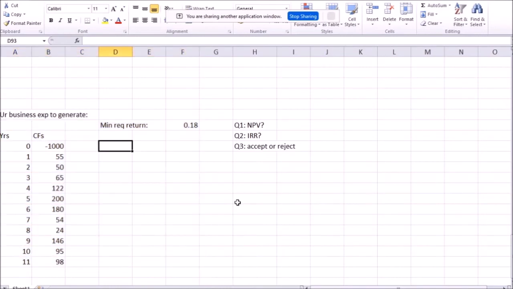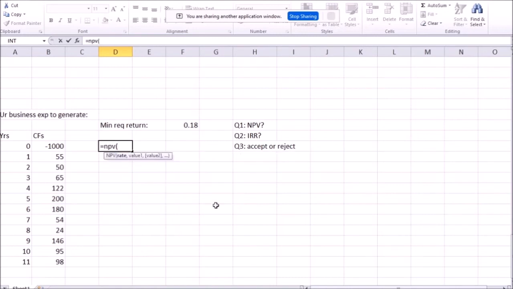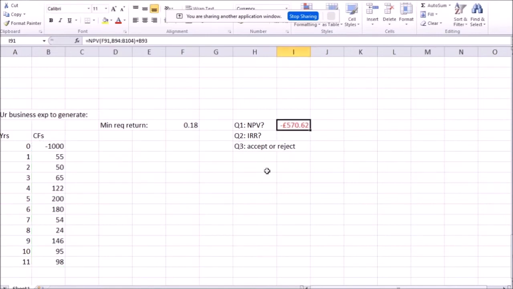NPV is very easy. You already know how to do it. Equals NPV. Open the brackets, enter the rate, and enter the values only starting from value 1. Close the brackets. Don't forget to add the original investment. NPV is negative. Oh my God, looks like we should reject the project. Let's see what IRR says.